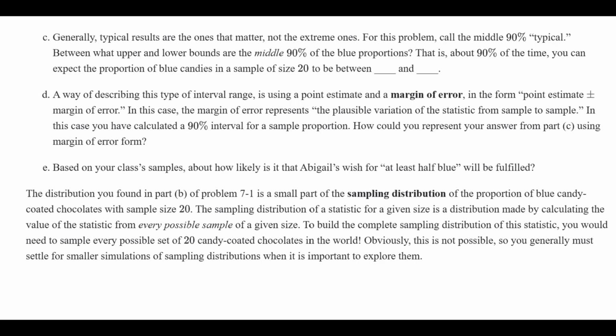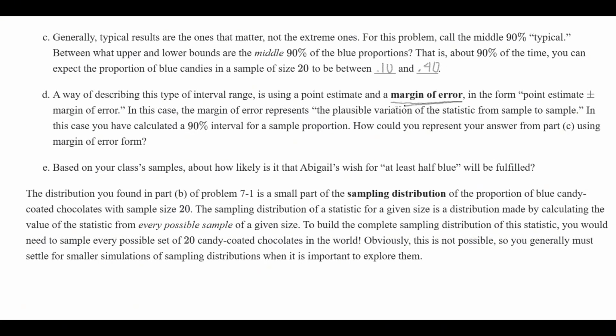Make sure you pause this video and try to answer the question before I do. Letter C. In general, we're going to talk about the typical sample that we're going to get. So if we look at 90%, where would you say the 90% would be? Okay, it would be within about 0.10, so 10%, and 0.4, which is 40%. 90% of the data is encapsulated in that.